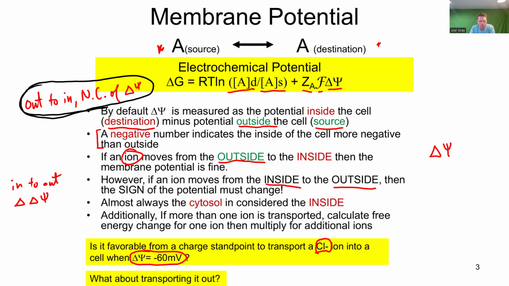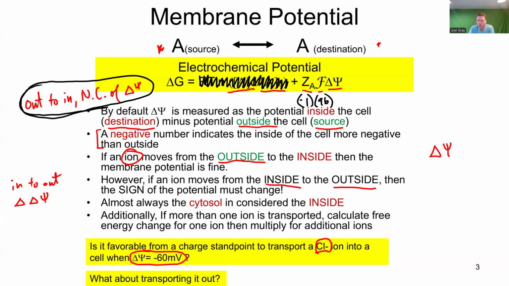Now, in addition to that, I want to look at this and not think about that part of the equation because I'm not given any information about my concentration. I'm just asked from a charge standpoint. So in terms of this, I've dropped the first part. My Z sub A, I'm going to put -1 because that is the charge of my ion. Faraday's constant, I'm going to put as 96.